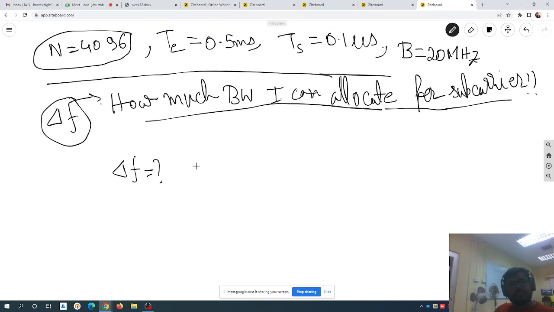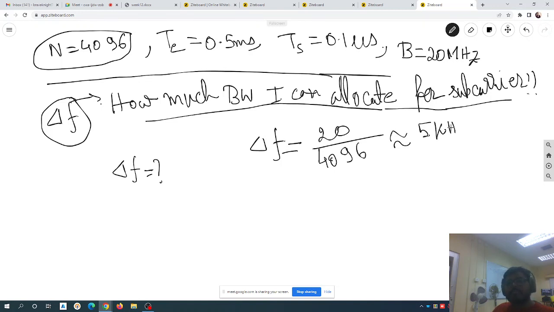It's bandwidth by N. Yes. Delta F should be 20 by 4096, and let us take it as 5 kilohertz. This 4096 nearly comes to 5 kilohertz.